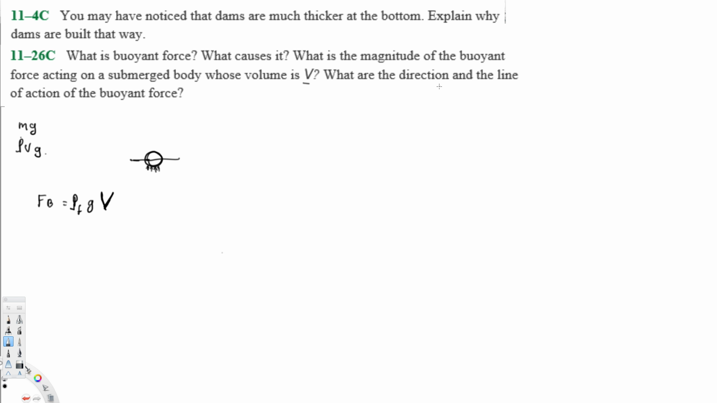Then what are the direction and the line of action of the buoyant force? The buoyant force always acts upward, right? And the line of action passes through the centroid of the displaced liquid. For example, if this liquid is displaced, and let's say the centroid of this one is right here, that's where the buoyant force is going to act, and that's the direction.